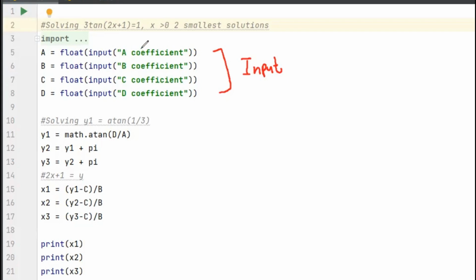Now let's talk about that a bit more. For the equation we're solving, 3 tan 2x plus 1 is equal to 1, this is not a standard trig equation, like a nice simple one like sine x equals a half and that sort of thing. It's got a few more components to it, like a shift and a stretch. So what we've got is that our A coefficient will be 3, our B coefficient will be 2, our C coefficient will be 1, and our D coefficient will also be 1. And we're just telling the user what you type in will be the A coefficient, what you type in will be the B coefficient, and so on.